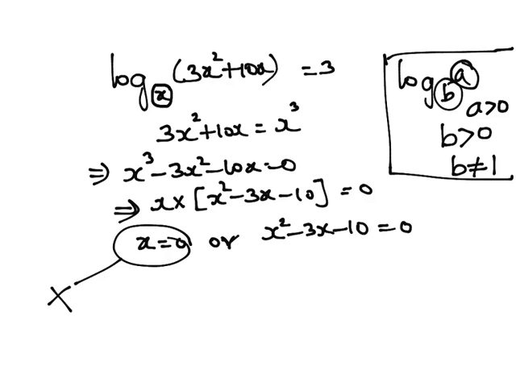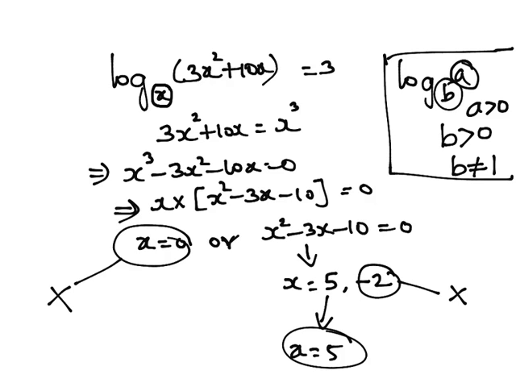Now when I solve this, we'll get x equal to either 5 or minus 2. Now again we know that since the base cannot be negative, this answer is not feasible. So the answer is x equal to 5. For this particular problem, x equal to 5 is the solution.